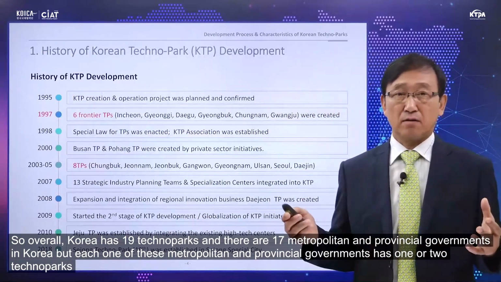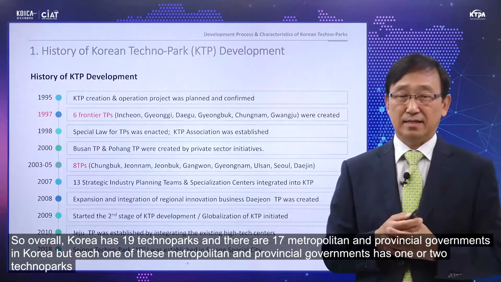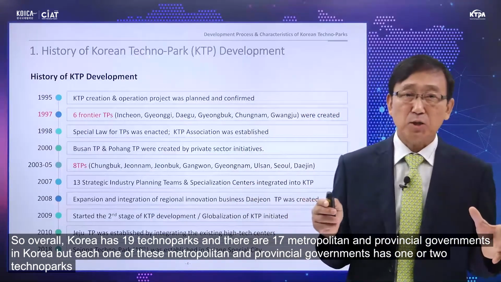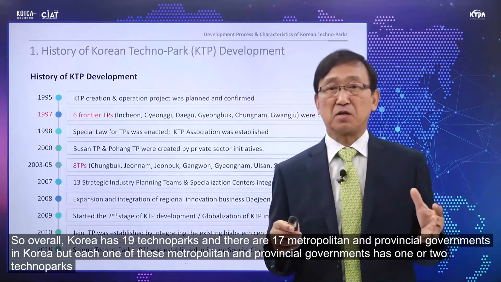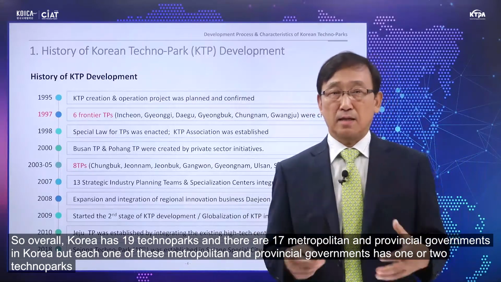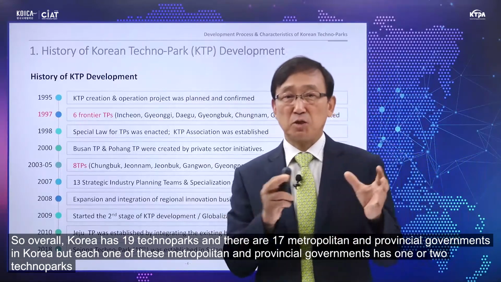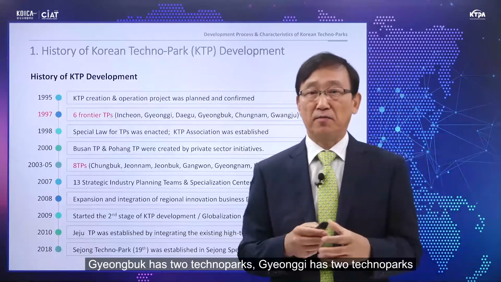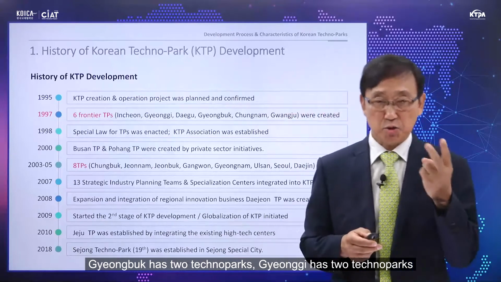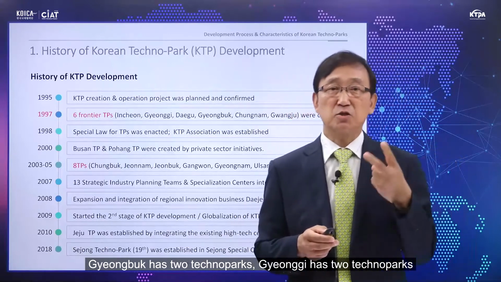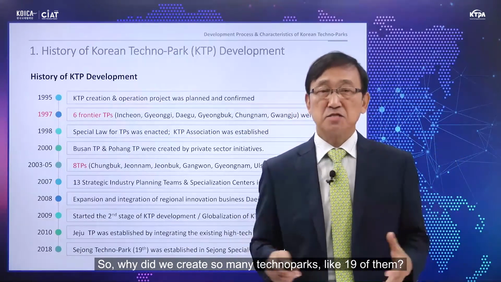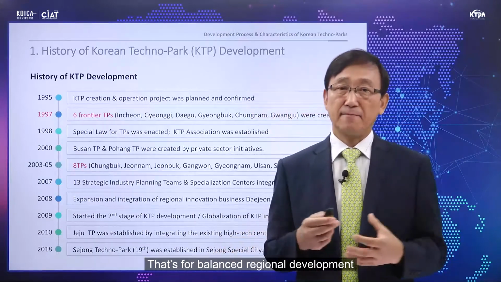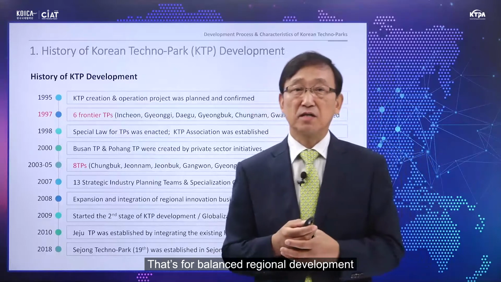So overall, Korea has 19 Technoparks, and there are 17 metropolitan and provincial governments in Korea, and each of these governments has 1 or 2 Technoparks. Gyeongbuk has 2 Technoparks, and Gyeonggi has 2 Technoparks. So why did we create so many Technoparks, like 19? That's for balanced regional development.